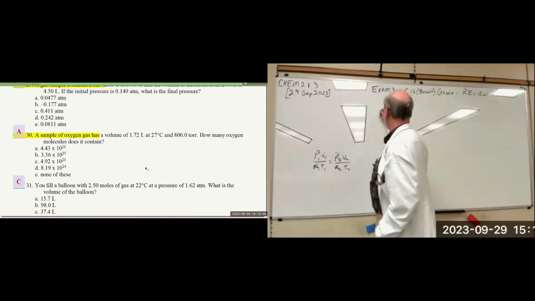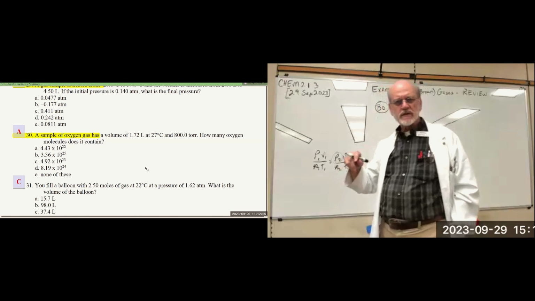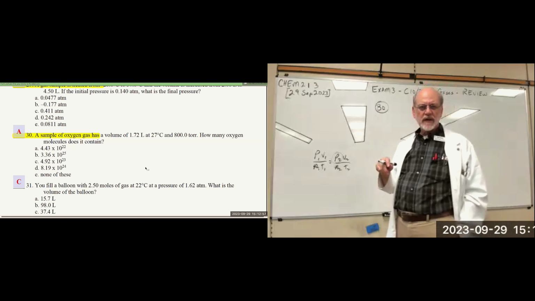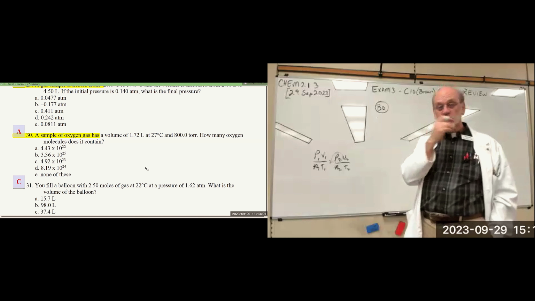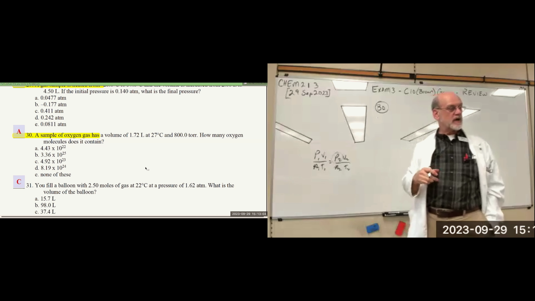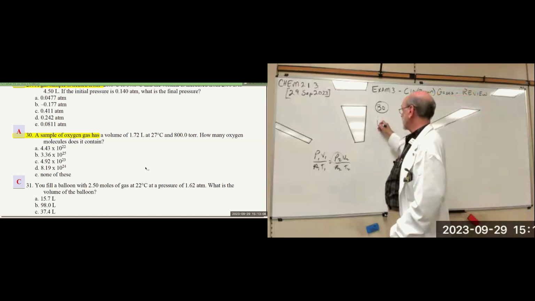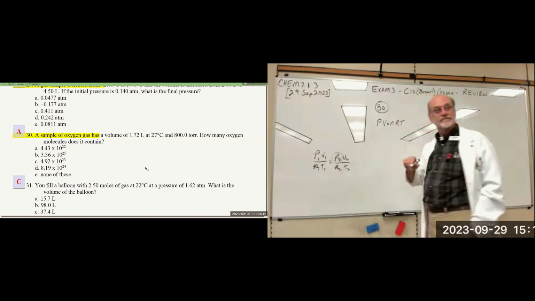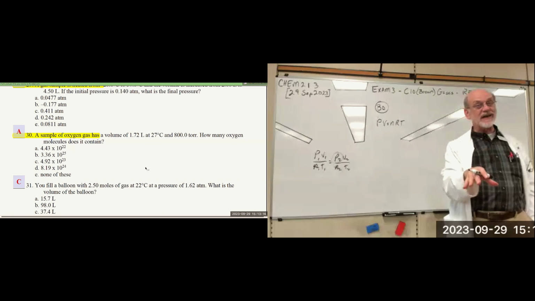30. A sample of oxygen has a volume of 1.72 liters at 27 degrees and 800 torr. How many oxygen molecules does it contain? All right. This one doesn't give us a before and after situation. So now what are we talking about? We're talking about the ideal gas equation. Right? This is a state situation. This is what it is now. We don't know how it got there.